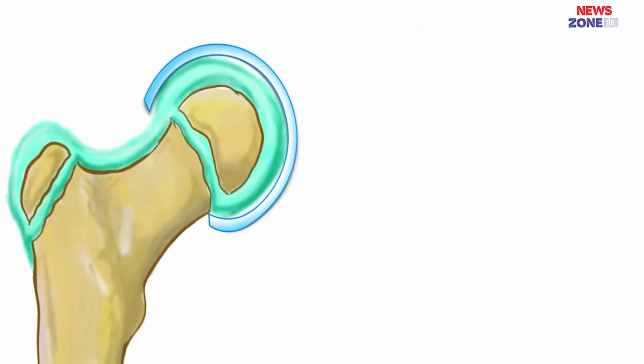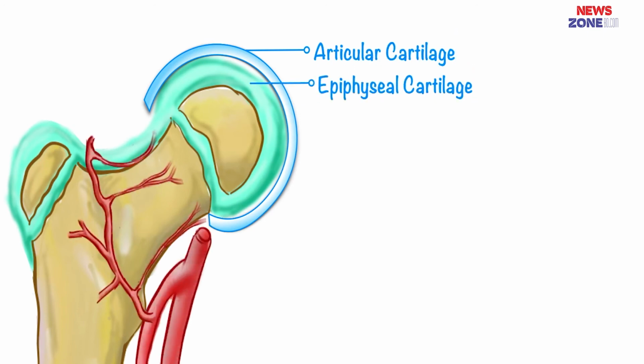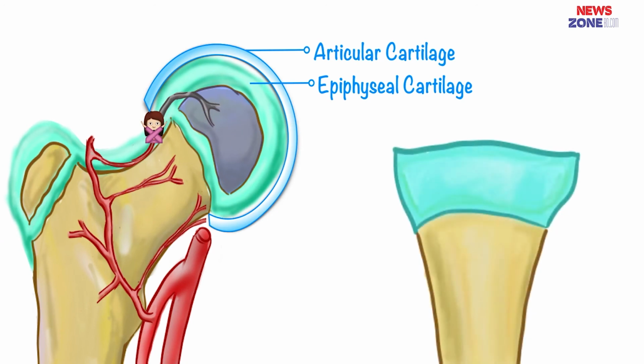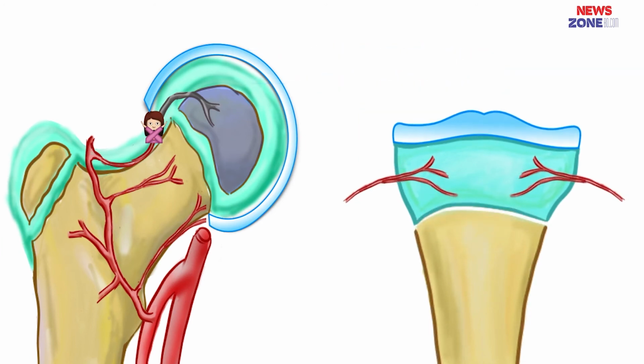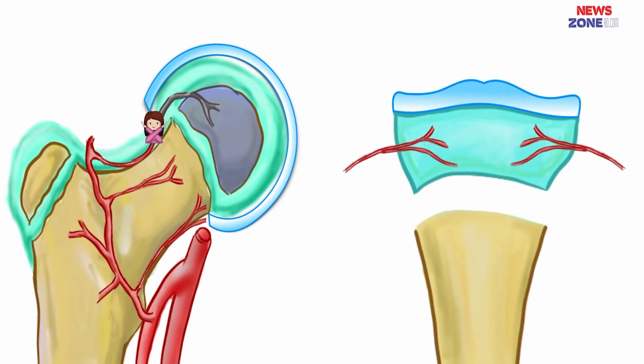When articular cartilage and the epiphyseal cartilage are continuous, the epiphyseal arteries pierce the epiphyseal cartilage and supply the epiphysis. If these arteries are damaged in epiphyseal separation, avascular necrosis of the epiphysis may occur. In other bones where the articular cartilage is not continuous with the epiphyseal cartilage, the epiphyseal arteries enter the epiphysis without piercing the growth plate. In these cases, epiphyseal separation will not cause avascular necrosis.